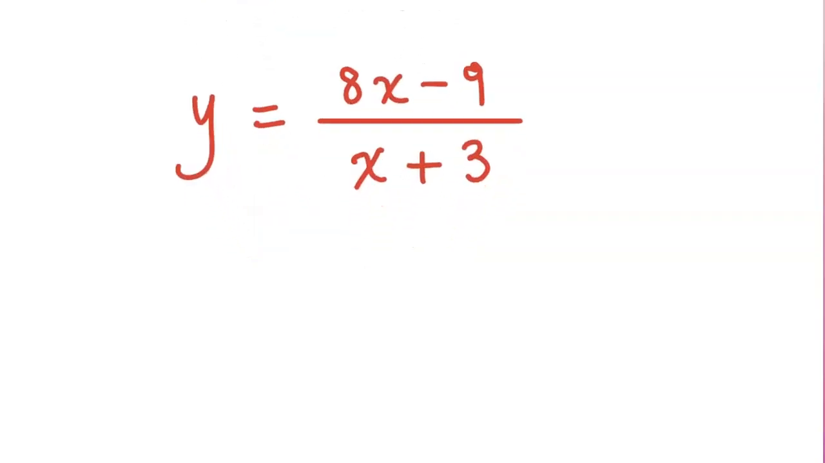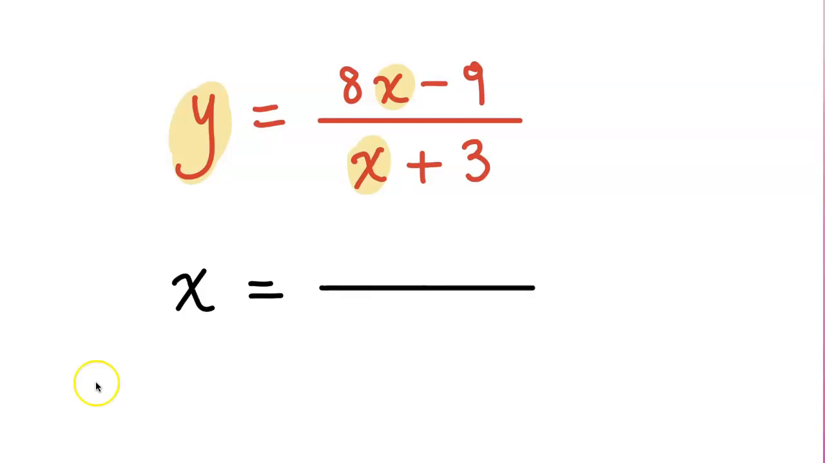Now, step number 2, remember, we need to replace the y's by x, and all the x's need to turn into y, right? So let's do that switching. So on the left side, we're going to have x equals no more y. And what's going to be the numerator? No more 8x minus 9, but 8y minus 9. And in the denominator, not x plus 3, but y plus 3. So we really just switched all these highlighted terms to x and y.